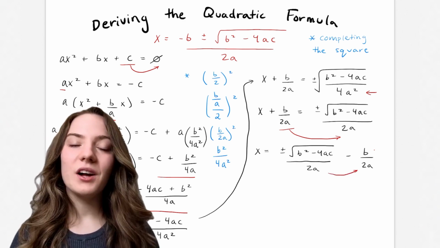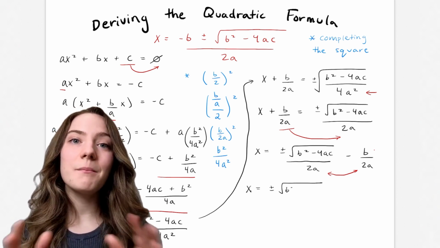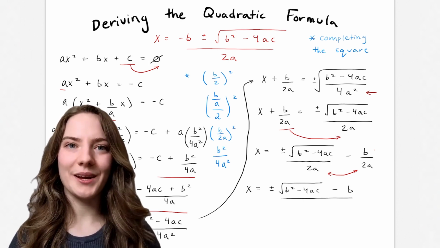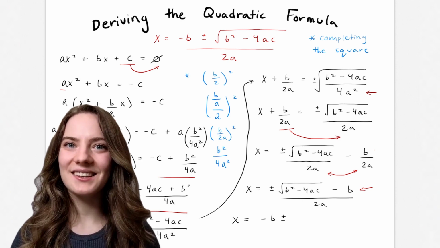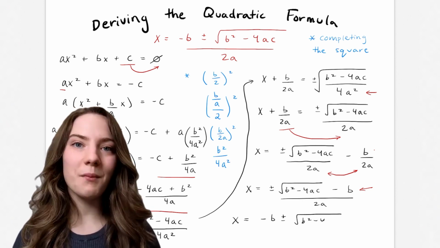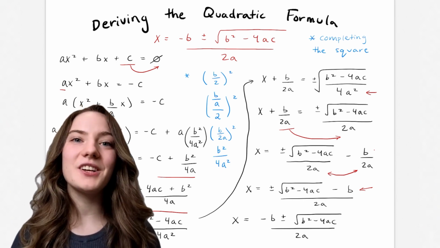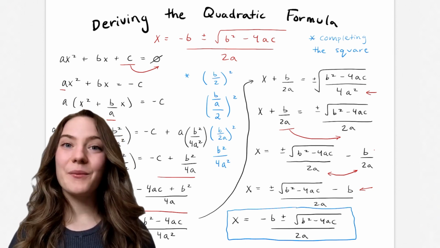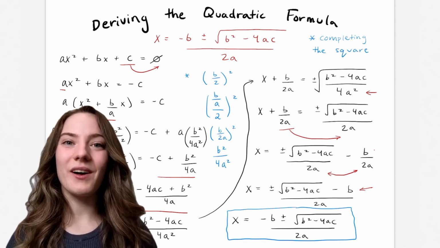And notice, we've got two terms here that both have the exact same denominator. So let's combine them into one fraction. And when we do that, we get this equation. But let me rewrite this by just moving that negative b term. And then you can see we get x is equal to negative b plus or minus the square root of b squared minus 4ac divided by 2a. And that is the quadratic formula. And we derived it by simply completing the square and then solving for the variable x.